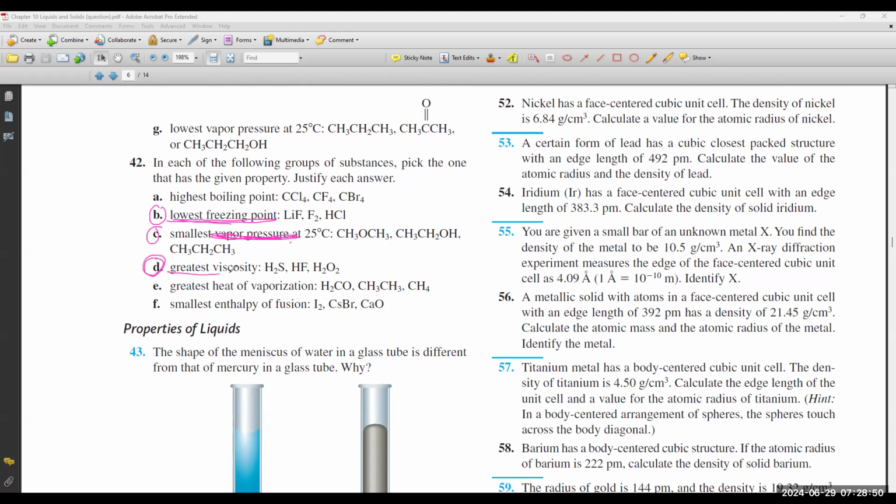Greatest viscosity, again strongest attraction. High viscosity means molecules find it difficult to move because they are strongly attracted to each other. That's really very fast and very good answer. E, greatest heat of vaporization means more heat is needed. More heat is needed to vaporize it. Greatest delta H of vaporization is very high. High delta H of vaporization means IMF high, strong.